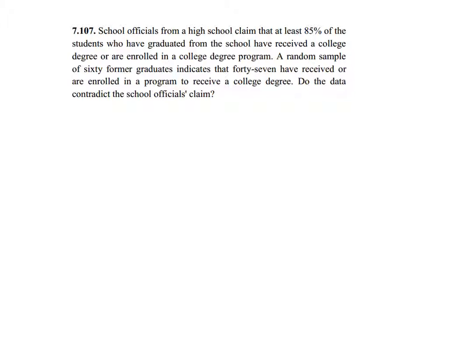So the high school officials claim that at least 85% of the students who have graduated from school have received a college degree or enrolled in a college program. So that's what the school officials are claiming, right? So what we really should write is the claim, and we should write it in English. And I won't bother to write that here, but what I really would just underline, or why don't I underline it? So here's the claim.